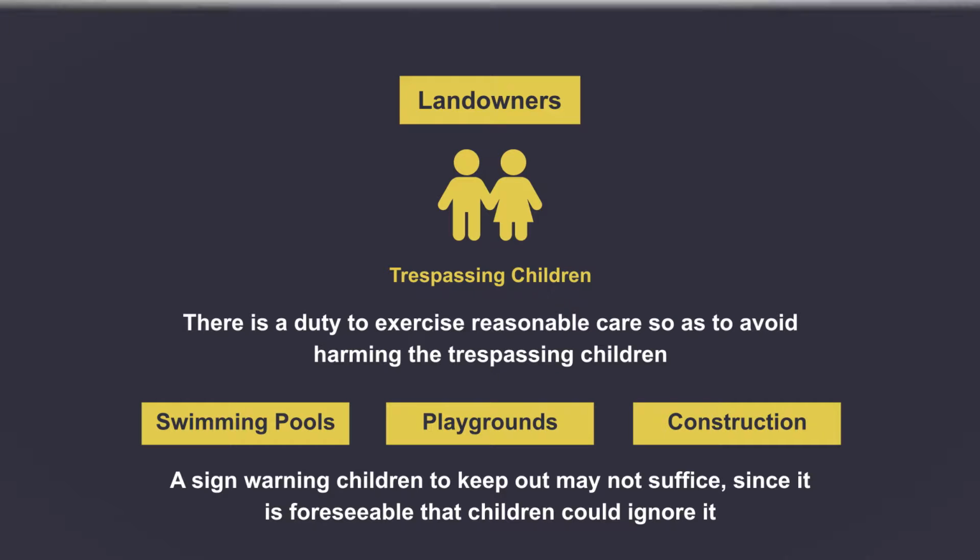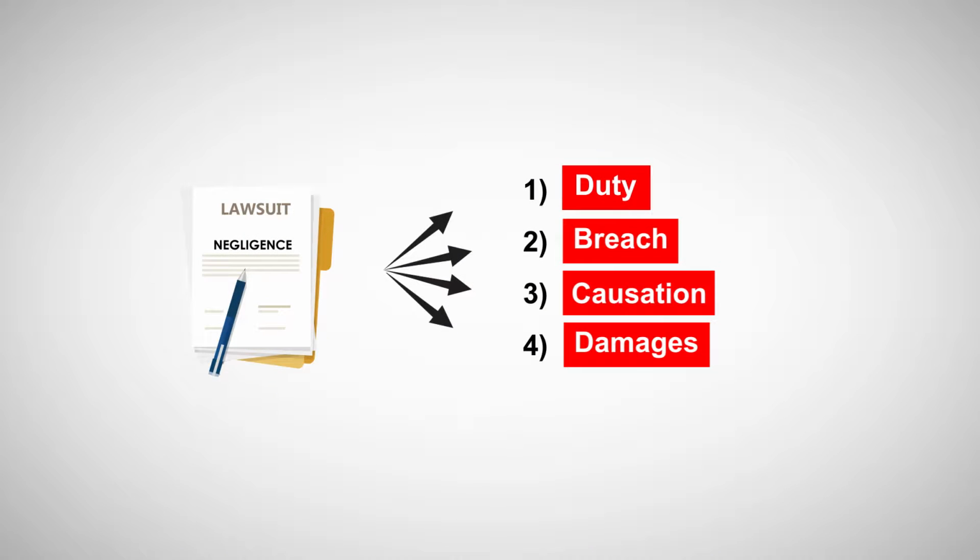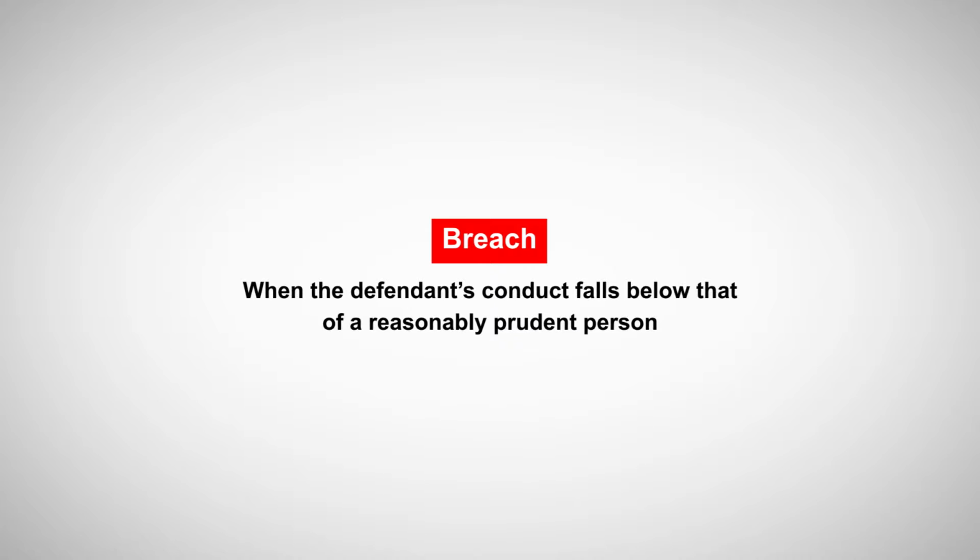ignore it. The second element of negligence is a breach of duty. If a legal duty is owed and the first element is satisfied, then the plaintiff must show that the defendant breached that duty. A breach occurs when the defendant's conduct falls below that of a reasonably prudent person.